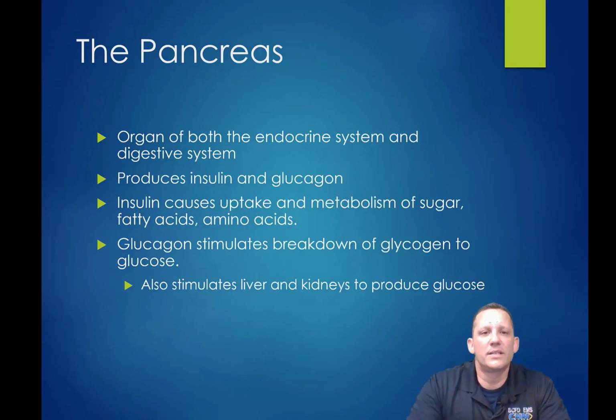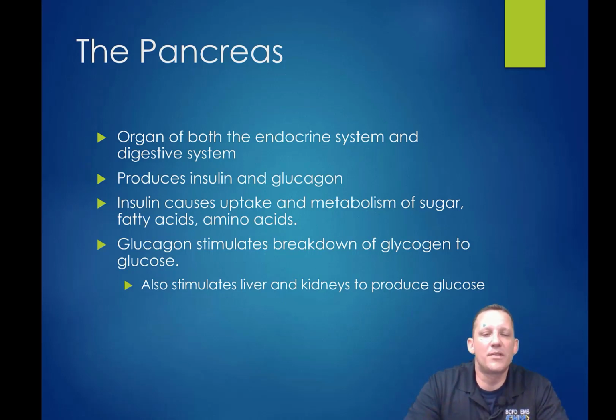We'll move down to the pancreas. This is an organ of both the endocrine and the digestive system. It produces insulin and glucagon. Insulin causes the uptake and the metabolism of sugar, right? And by causing uptake, we're saying that it's a hormone that opens the glucose uptake into the cell. So if we have a lack of insulin, we have an inability to get glucose out of the bloodstream into the cells, causing hyperglycemia. It also helps with fatty acids and amino acids, because as the glucose shifts into the cell, it's going to take those other things in.